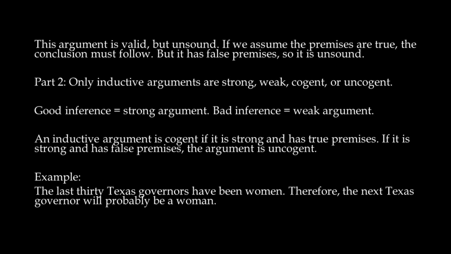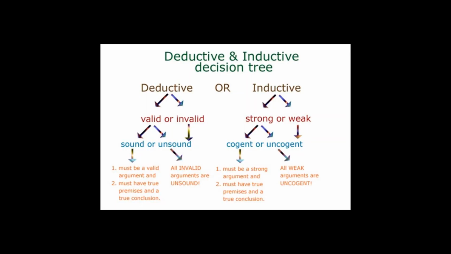For example, the last 30 Texas governors have been women. Therefore, the next Texas governor will probably be a woman. This is a strong inductive argument, since if we assume the premise is true, the conclusion is probably true, but the premise is false, so it is uncogent. It is strong, but uncogent. And here are the charts detailing deductive and inductive arguments.